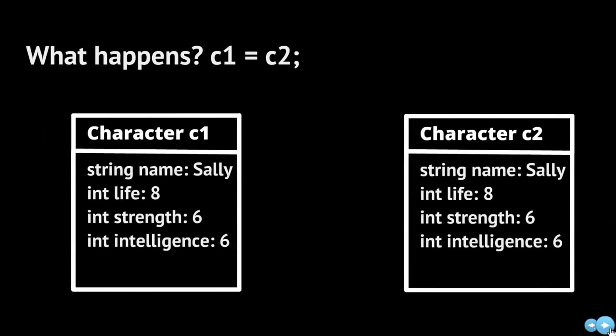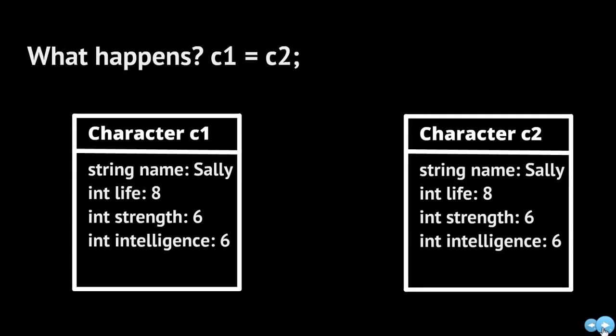So what would happen if we were to do this assignment operation where we assign C2 to C1? Well, as we see here, we'd end up with the same thing. C2 had Sally, 8 for life, 6 for strength, and 6 for intelligence. And now for C1, after this assignment operation, we would have the name of Sally, life of 8, strength of 6, and intelligence of 6. So all the data members got copied over and assigned to character C1. And this is what we get by default in C++, so we don't have to do anything extra. And this is pretty cool. So let's take a look at another example.